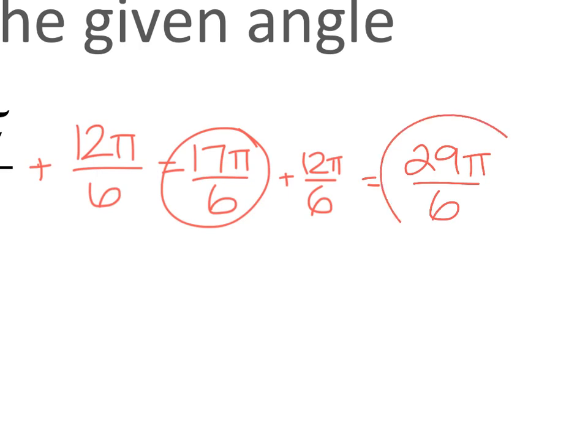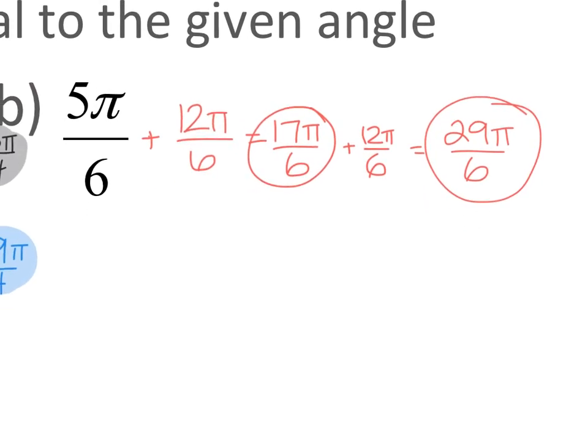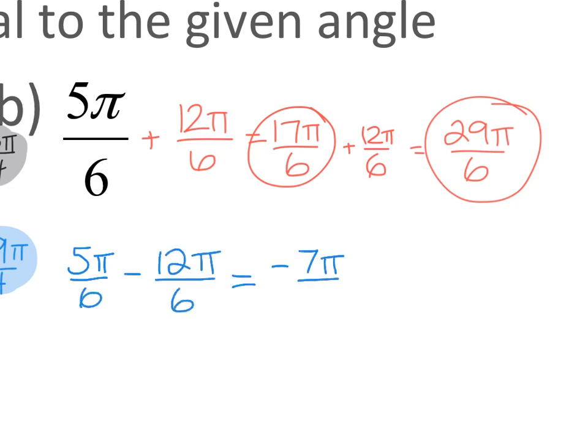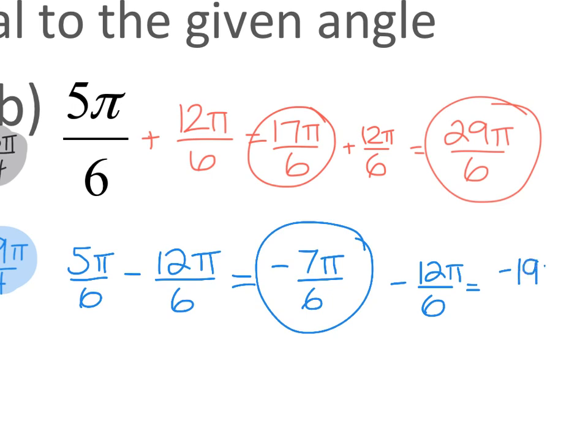That's the second positive. If I want negative, 5 pi over 6 minus 12 pi over 6 is negative 7 pi over 6. And then subtract 12 pi over 6 from that, and I get negative 19 pi over 6.